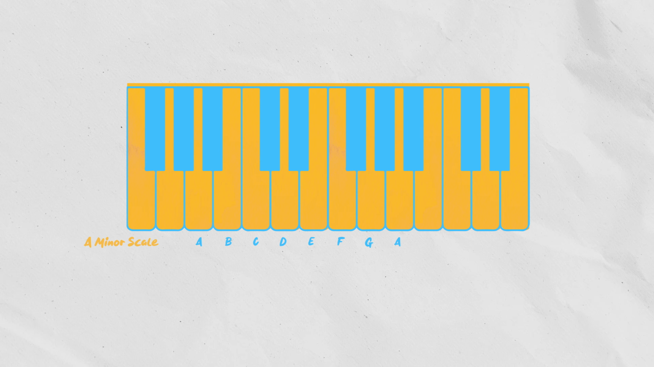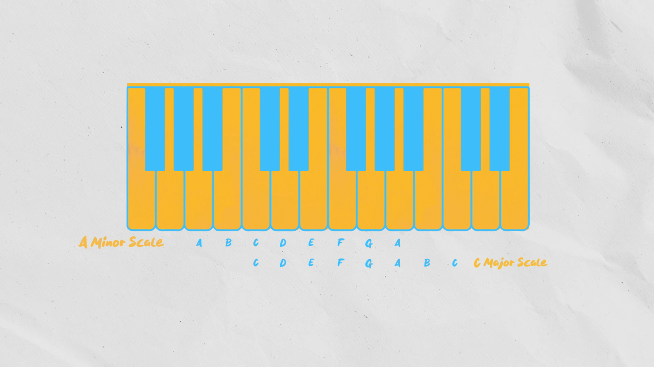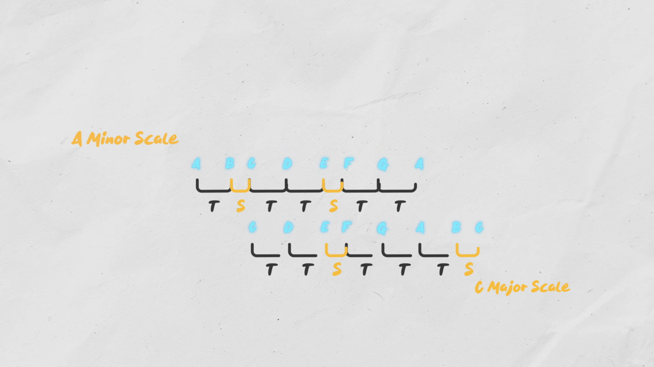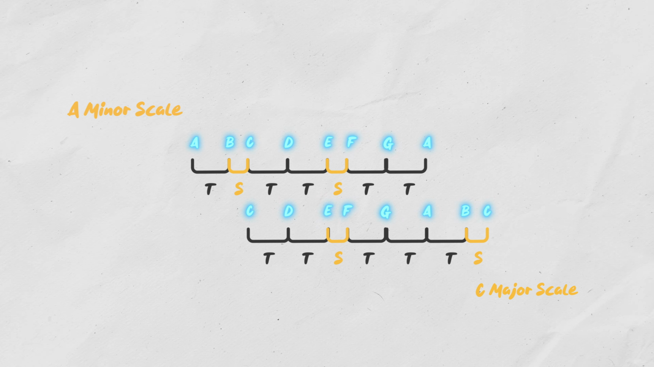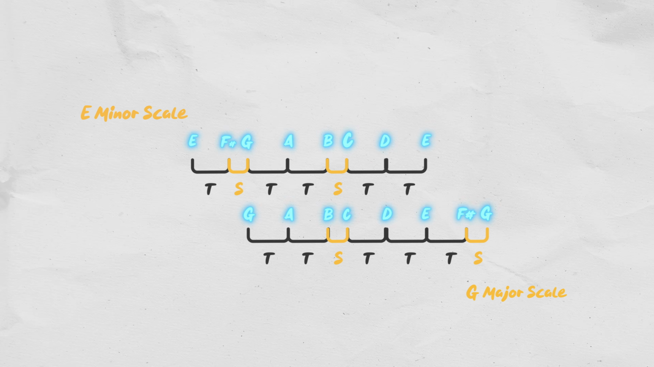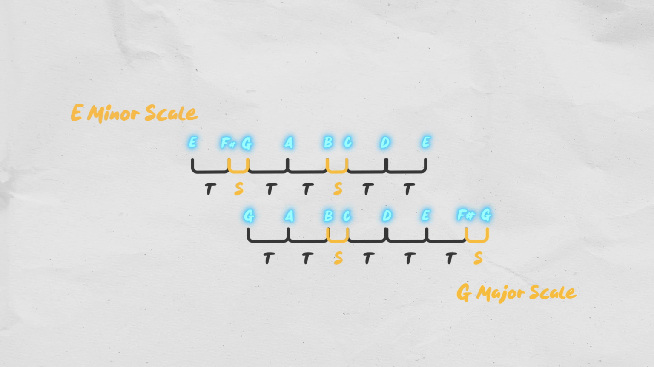For example, A minor uses the same notes as C major, as you can see here. They are essentially the same scale. One starts on A and the other on C. The same relationship applies between G major and E minor, for example, and any other major or minor key. So practically there's no difference between, say, E minor and G major, as they contain the same notes.